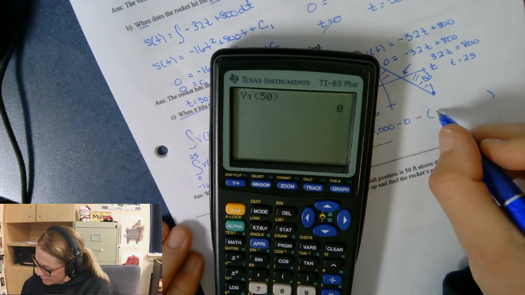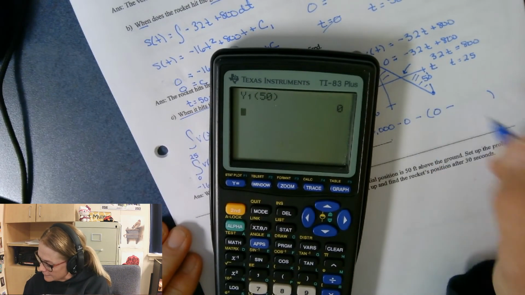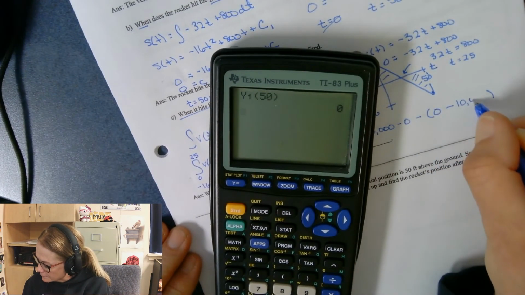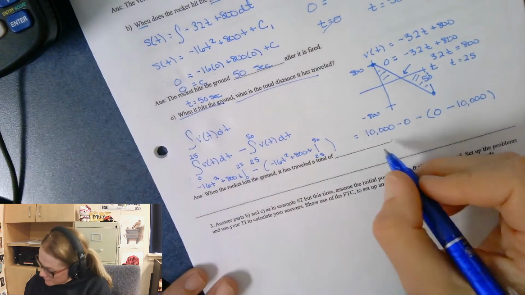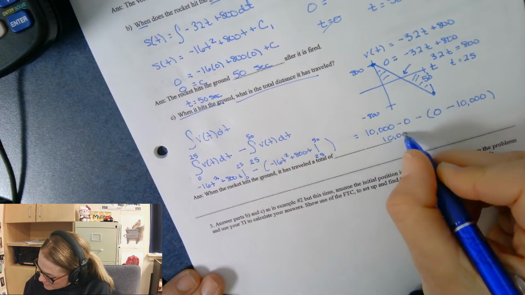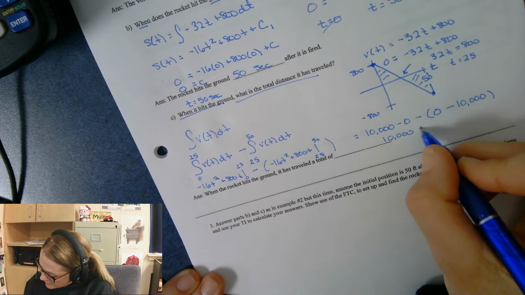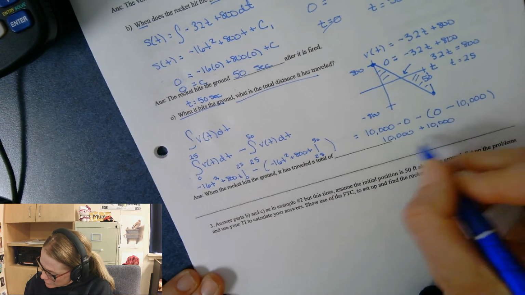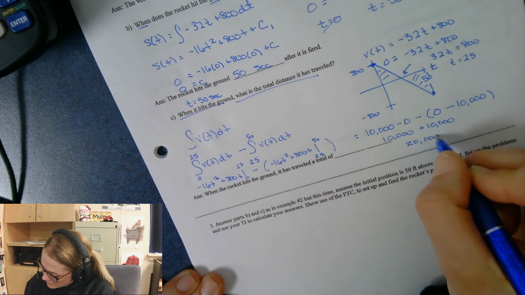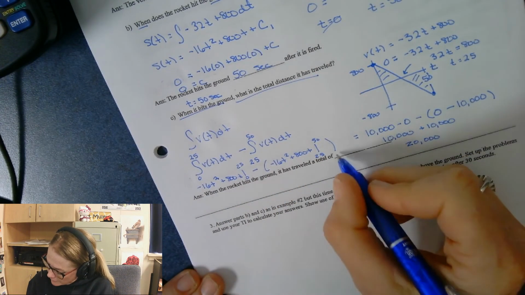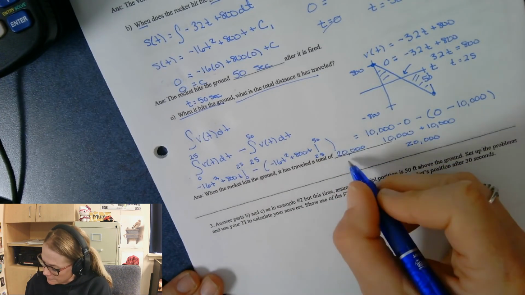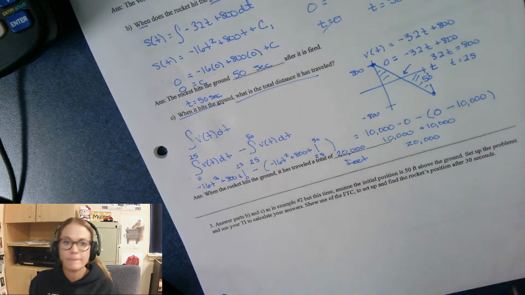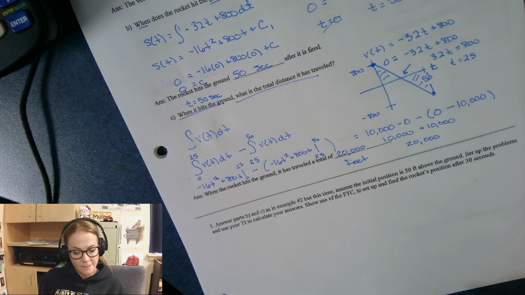Okay, that's 0. And then minus the 25, which is 10,000. All right, and so this is 10,000 minus negative 10,000, which is 20,000. When the rocket hits the ground, it has traveled a total of 20,000 feet.